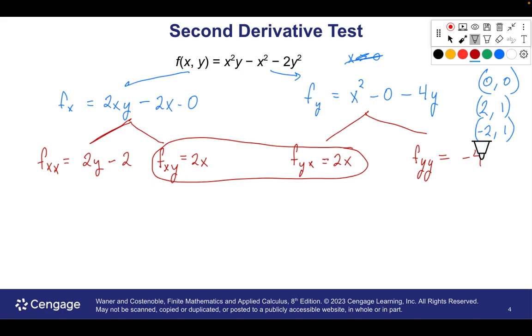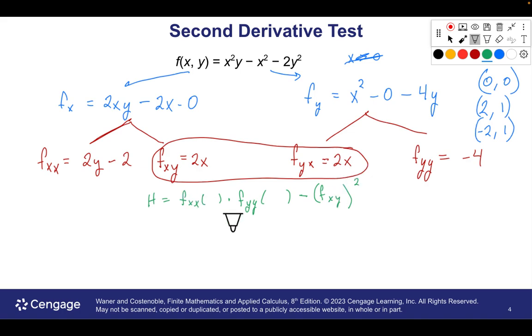The second derivative test says we're going to find something called H. We'll take fxx at a critical point, and we're going to multiply that by fyy at that point. And notice fyy is always going to be negative 4, so it doesn't really matter what point we use, but that's good. And then we're going to subtract fxy at that point squared.